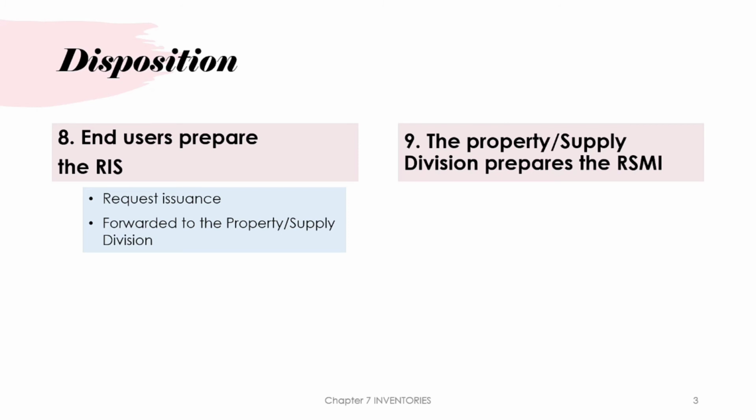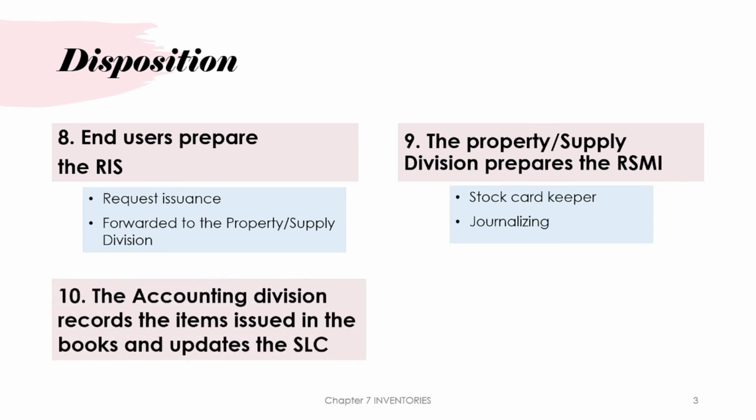So the RSMI will be used by the stock card keeper in updating the stock card and by the accounting division in journalizing the items issued. And next, the accounting division records the items issued in the books and also updates the supplies ledger card.